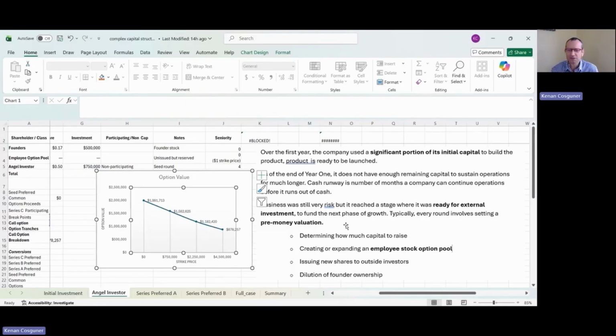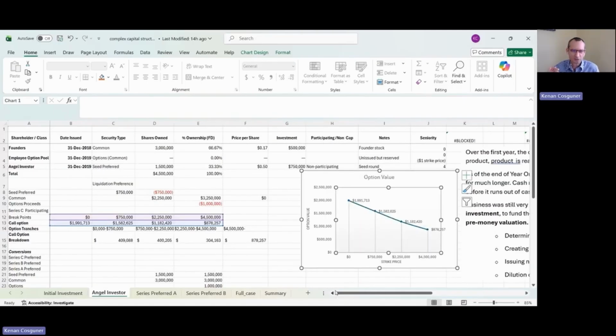This requires significant capital. The question is how much they need to raise, whether they should also issue options for employees or existing founder shareholders, and the dilution of the ownership. A former colleague decided to invest in the company.